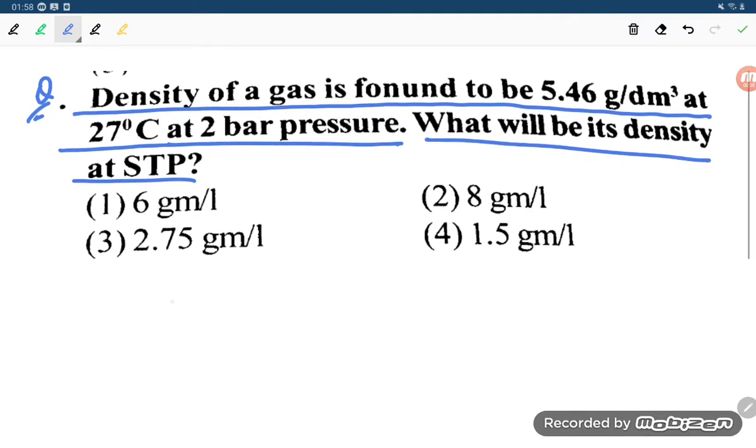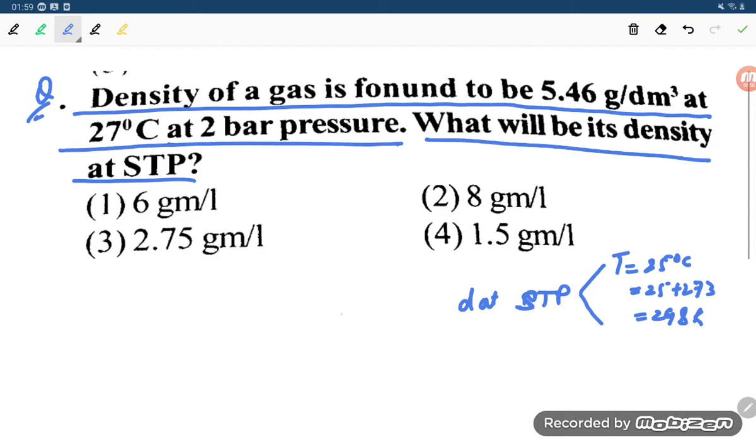So they are asking for D at STP. The temperature at STP is 25 degrees Celsius, but in Kelvin it will be 25 plus 273, that is 298 Kelvin. Now they are saying density of a gas, so if you talk about normal condition, what are the normal conditions that you try to check?